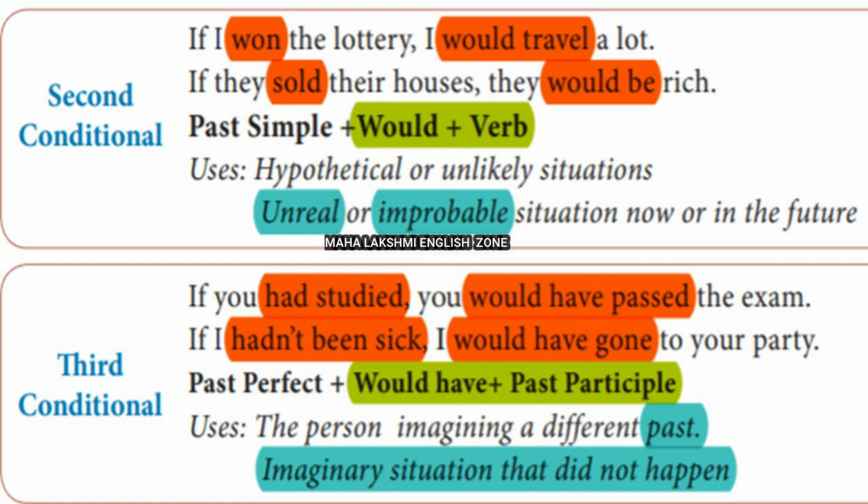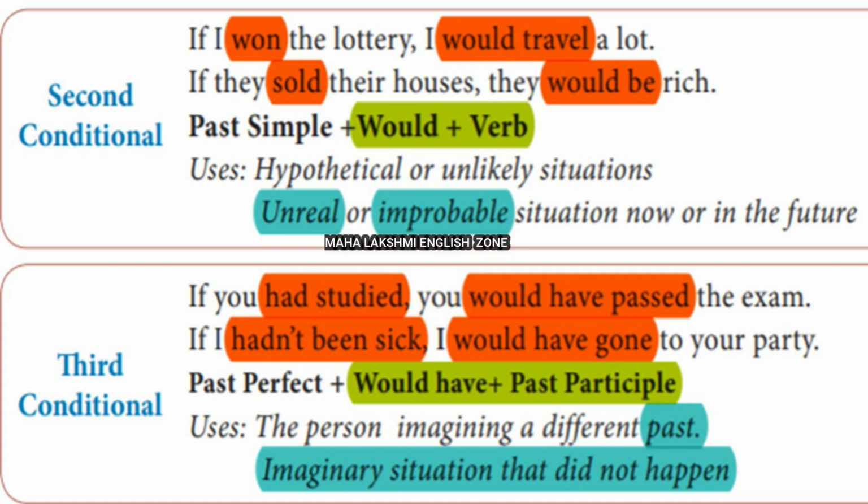Then, if I hadn't been sick. So again we have had, so that is a tip for us. Before the verb if we get had, it is surely past perfect. For this if clause I'm giving it just like a tip only. So we have past perfect in the if clause and the answer will probably be would have plus past participle. So would have gone. Here gone is the past participle of go. So go, went, gone. It is the third form of the verb go.